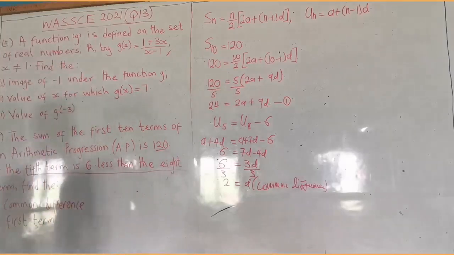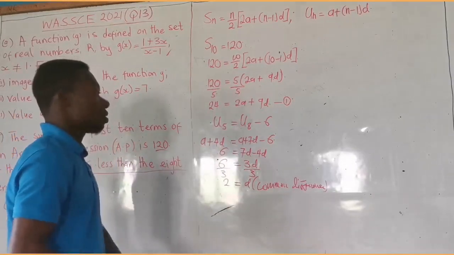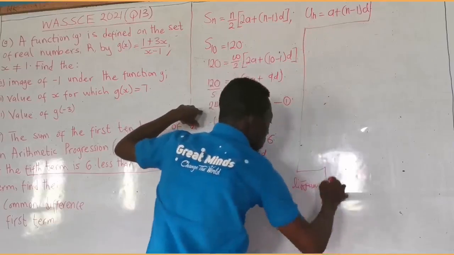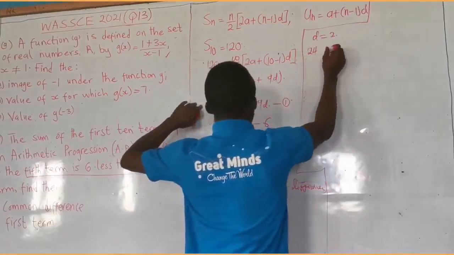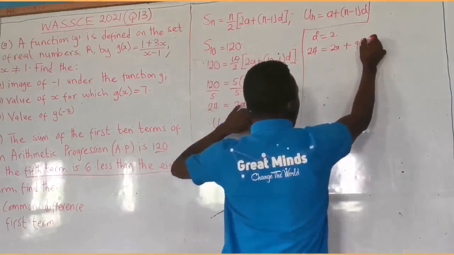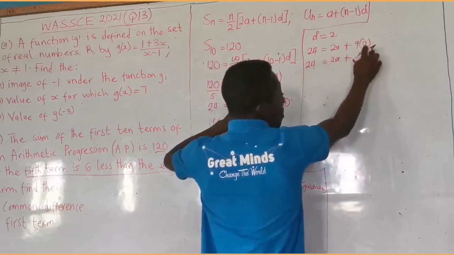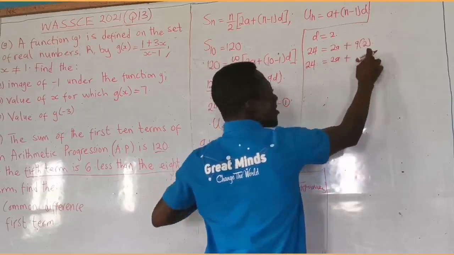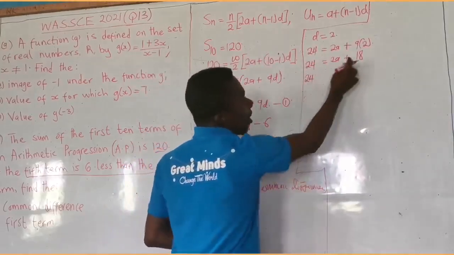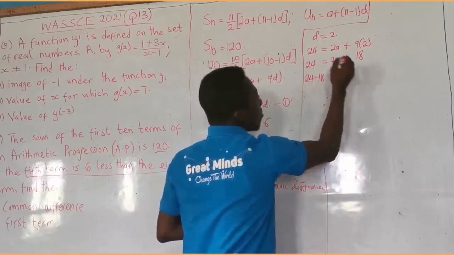Then we are asked to find the first term. After getting the d, you substitute in equation 1. So from equation 1, you can see that 24 is equal to 2a plus 9d. I know d is 2, so I can substitute 2 here. So 24 is equal to 2a plus 9 multiplied by 2, which gives 18. So here we have 24 and 18, grouping like terms, 24 minus 18 is equal to 2a.